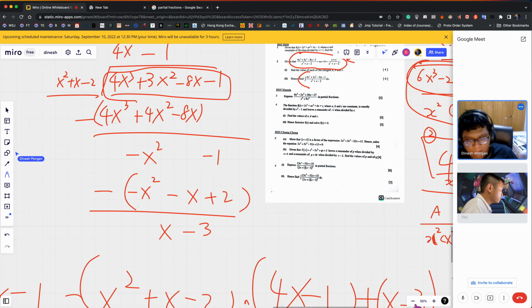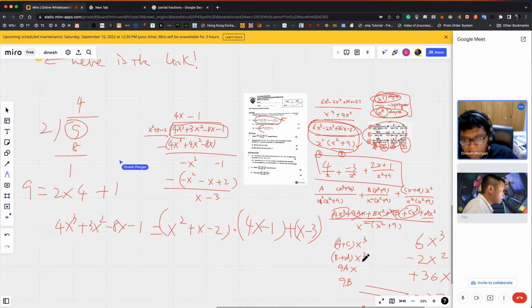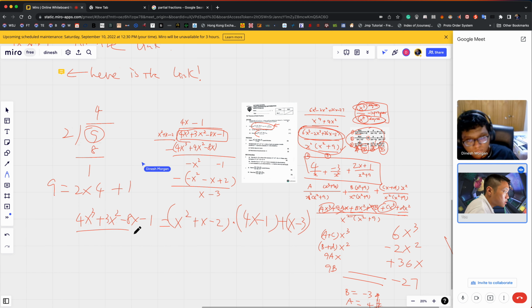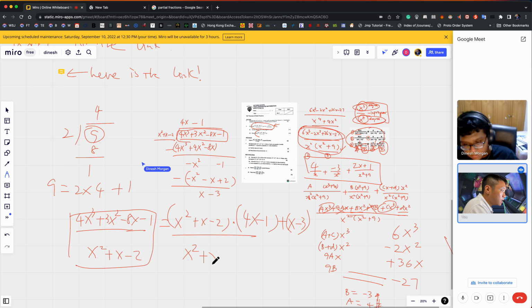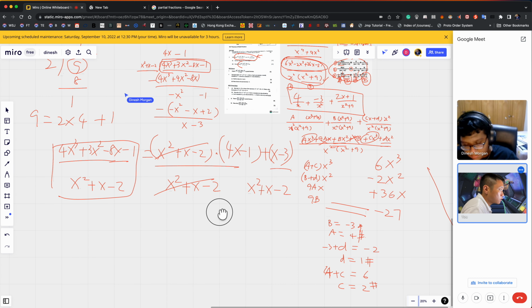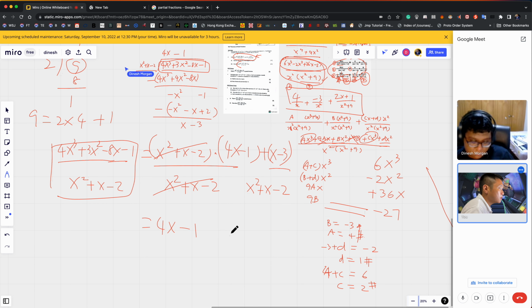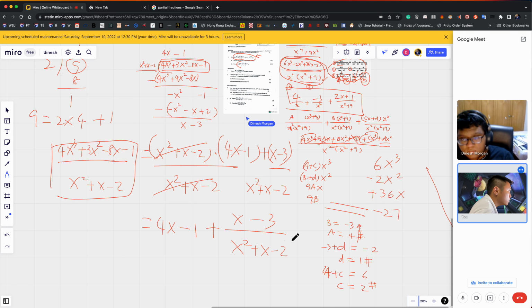Let me zoom in. But what does the question want? The question wants this whole thing divided by x squared plus x minus 2, right? So therefore you need to divide by x squared plus x minus 2. This one also must be divided by x squared plus x minus 2. Then you can see that this one cancels out. So you end up with 4x minus 1 plus x minus 3 over x squared plus x minus 2. So you have gotten it into that format already.